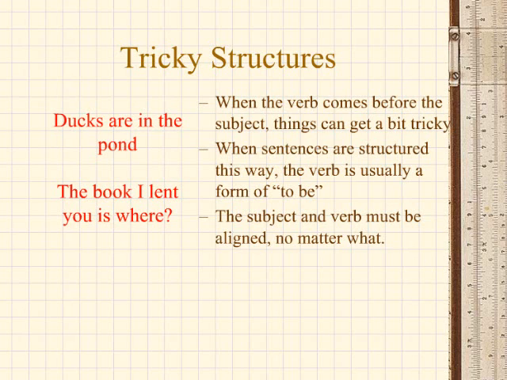If we had structured these sentences so the subject came before the verb, they would have looked like this. Ducks are in the pond. The book I lent you is where? Regardless of what comes first, subject or verb, they must be aligned. The examples I gave you are correct. Let's see what they would look like if our subjects and verbs did not agree. There is ducks in the pond. Where are the book I lent you? Clearly, this doesn't work.